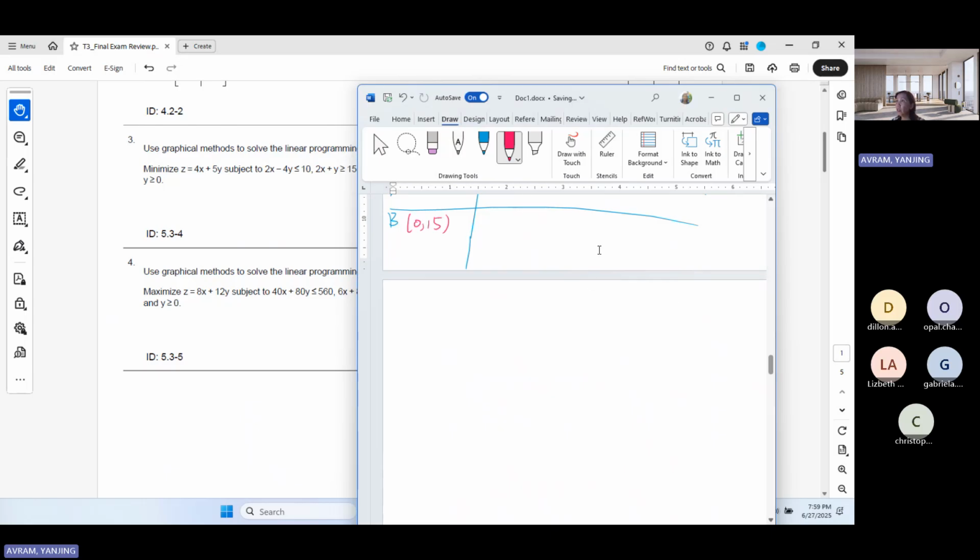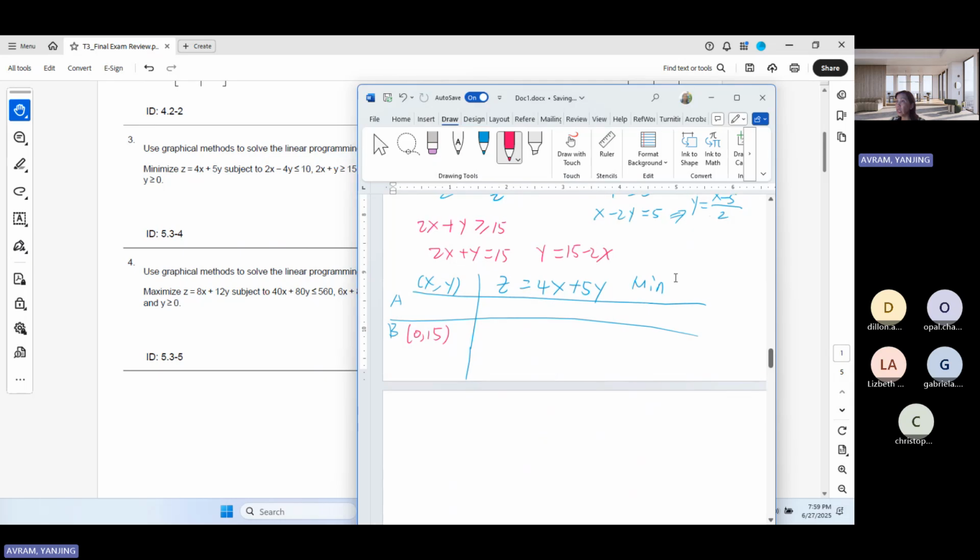And then we're going to plug it into z. How much is my z here? My z here will be 4 times 0, since x is 0, plus 5 times y, which is 15. 4 times 0 is 0, and 5 times 15 is 75. Okay, so z at this corner point B is 75.